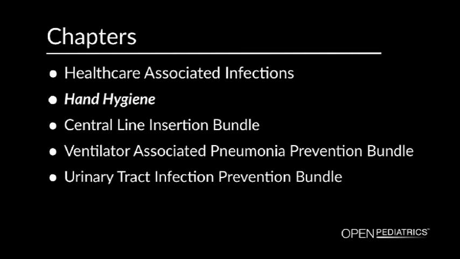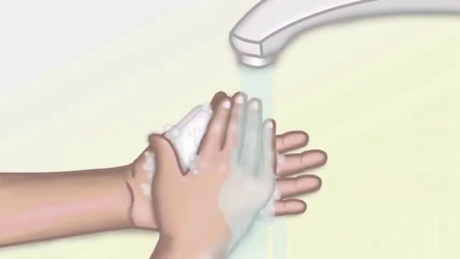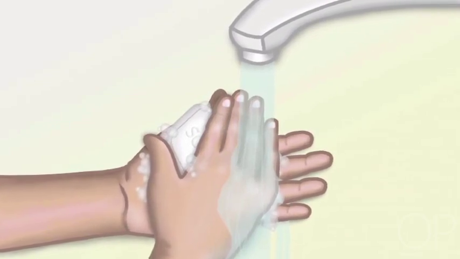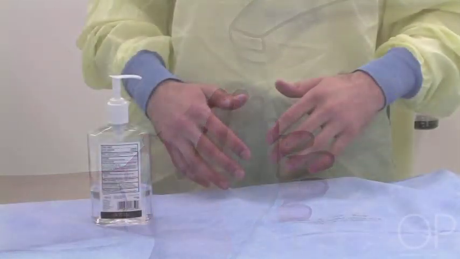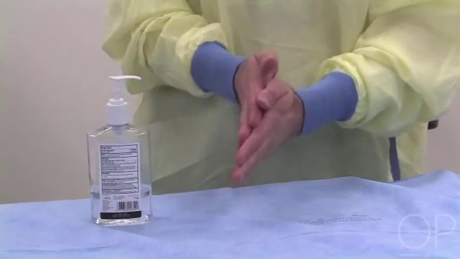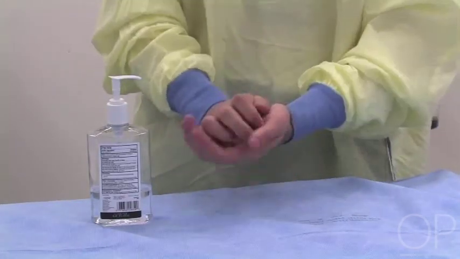Hand hygiene. Therefore, the World Health Organization has made improving hand hygiene the focus of its program to reduce healthcare-associated infections. Hand hygiene means clean your hands using antiseptic soap and clean water or an alcohol-based hand sanitizer. Hand hygiene compliance not only protects patients, it protects doctors, nurses, and other healthcare workers.